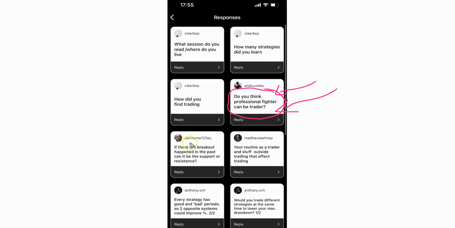If there is a breakout that happened in the past, can it be support or resistance? Well, I would say look at your charts. This is the thing. You're asking these questions here, and this is the whole point of the Q&A, of course. But the information's right in front of you. If there is a breakout that happened in the past, can it be the support or resistance?